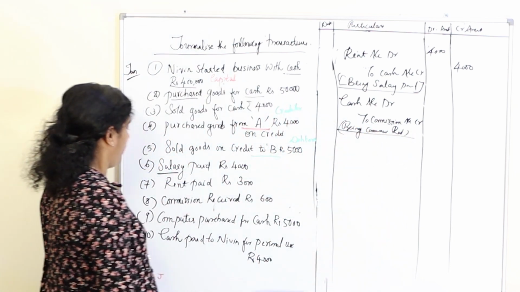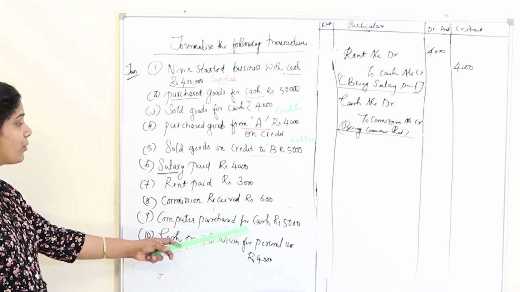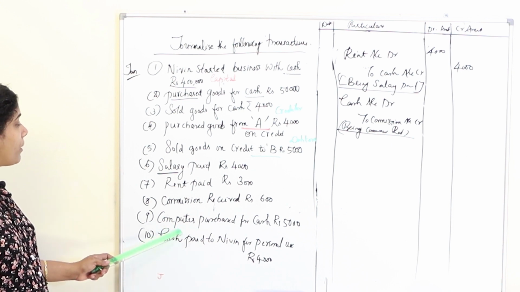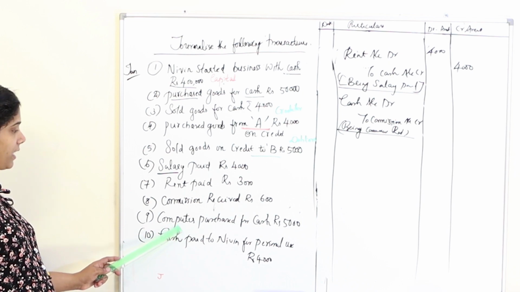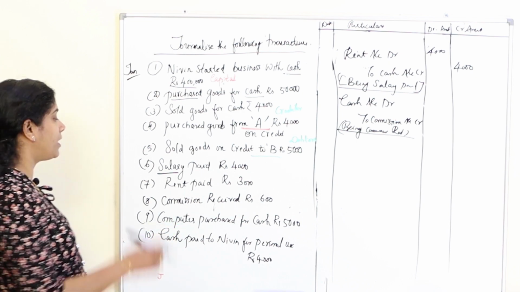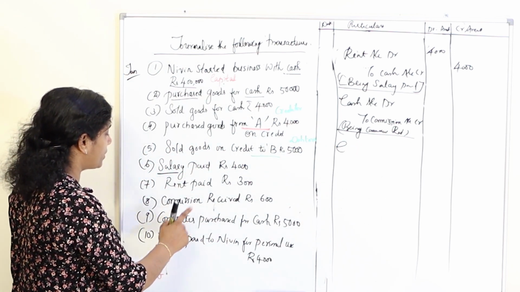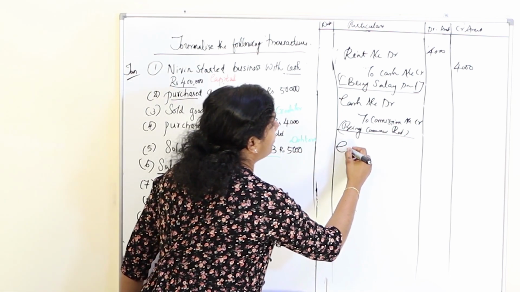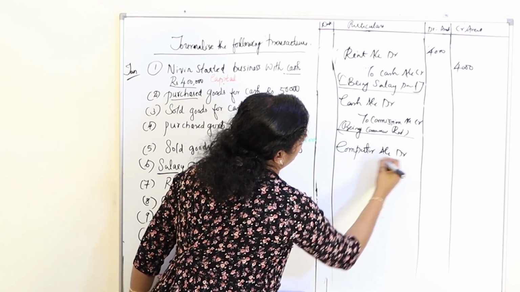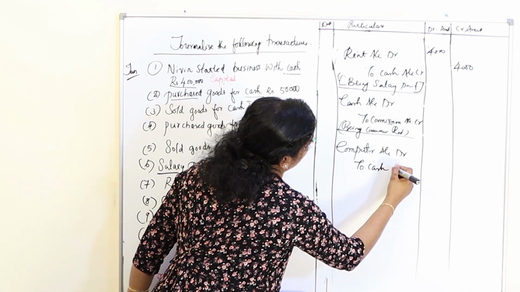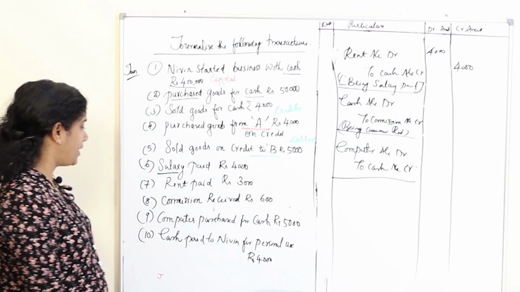Okay. Next, computer purchased for cash rupees 5,000. This is also a cash transaction. Computer purchased for business use, office use. So that is an asset, so we have to debit the concerned asset. It is not for the purpose of selling. So you have to debit computer because it's an asset. So computer account debit to cash. Cash is going outside, cash account credit. Narration also we have to write.